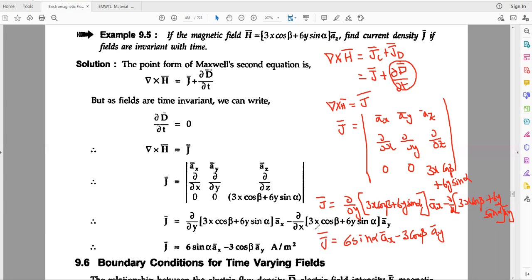Therefore, the current density J bar is equal to 6 sin alpha AX bar minus 3 cos beta AY bar, in ampere per meter square. Got it, my dear?